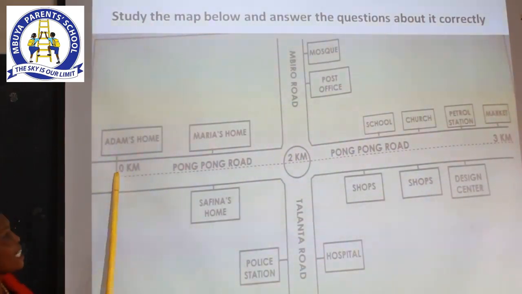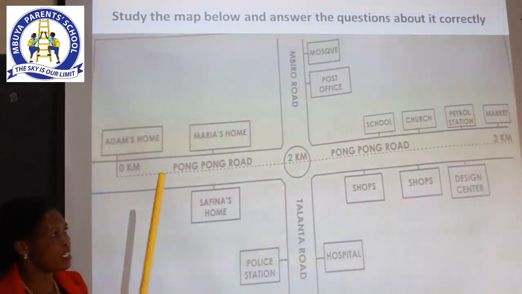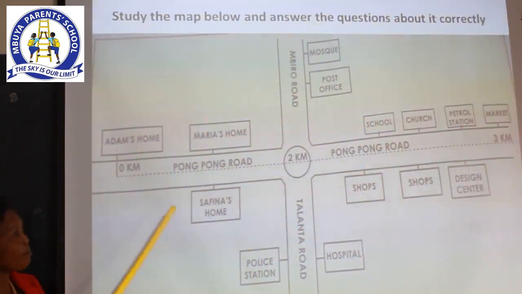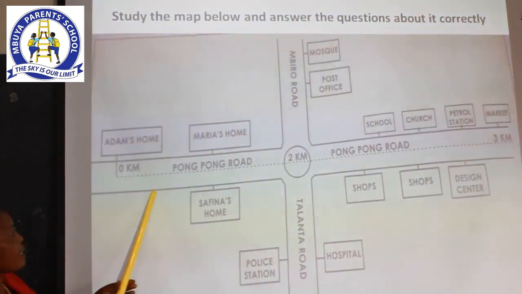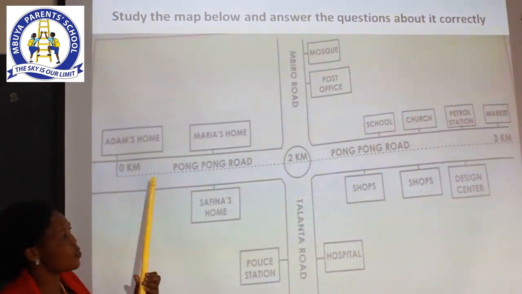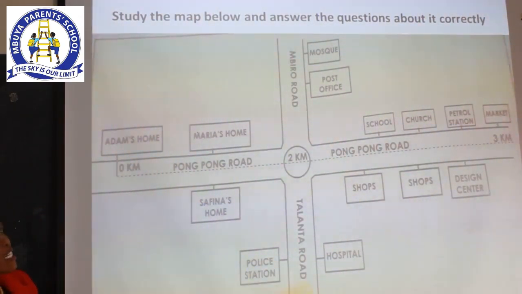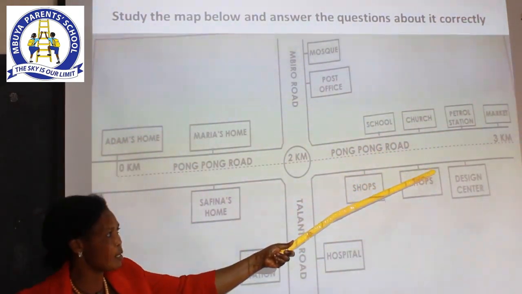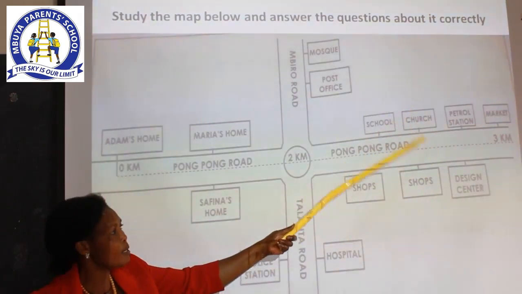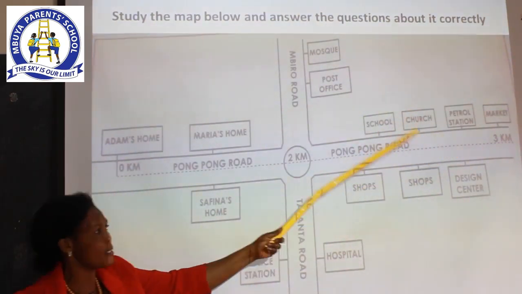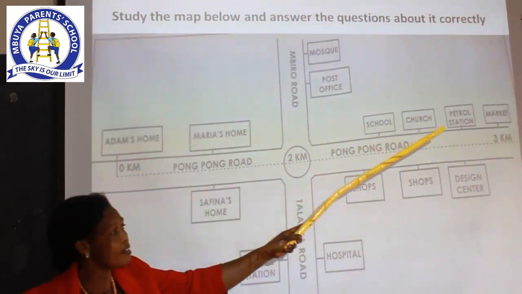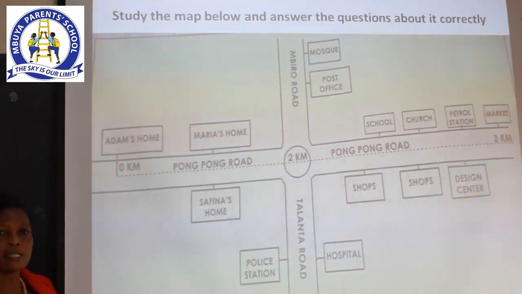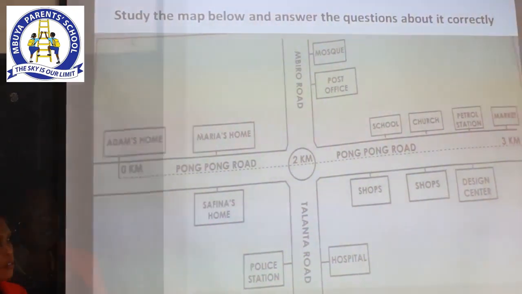The market is 3 kilometers far from Adam's home. And when we are writing 3 kilometers, the 3 should not be in figures. We write 3 in words.